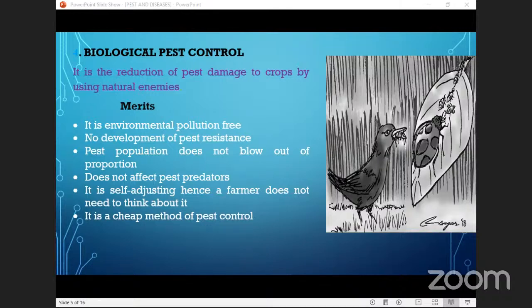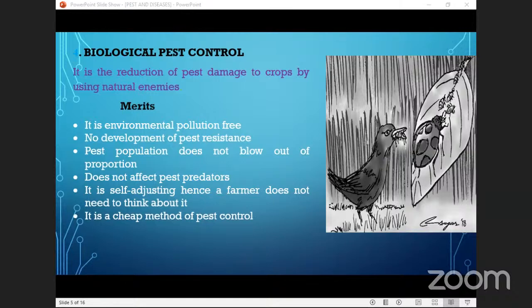For example, we may introduce chicken to eat the grasshopper. We may introduce the ducks to eat the other pests such as the worms from our gardens.